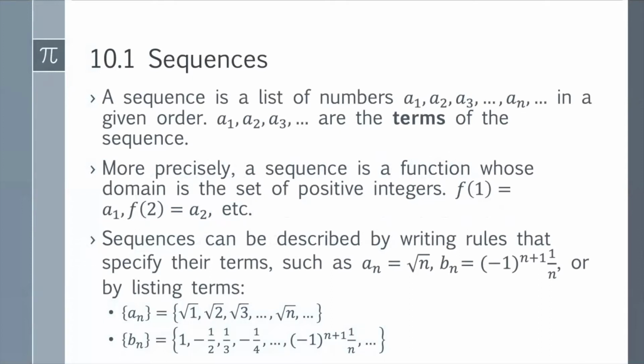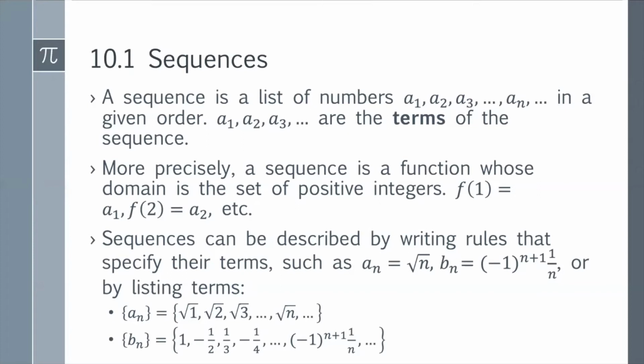A sequence is a list of numbers, a sub 1, a sub 2, a sub 3, et cetera, with the general term being called a sub n, in a given order. A sub 1, a sub 2, a sub 3, etc. are called the terms of the sequence. More precisely, a sequence is a function whose domain is the set of positive integers. F of 1 equals a sub 1, f of 2 equals a sub 2, etc.